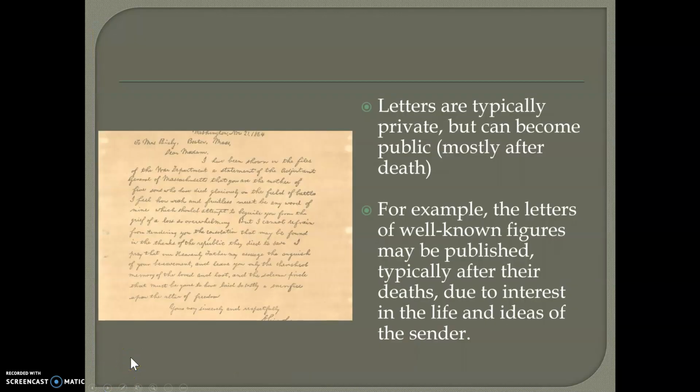Now, letters are typically private, which means they're not meant to be shared with anybody other than the addressee. But they can become public, which typically happens after a person's death. For example, if you look at the picture on the left, this is a letter that was written by Abraham Lincoln to Mrs. somebody or other. Actually, I don't know the person's name. This was a letter to this woman. It was not meant for everybody to read. But since his death, it's been published because for whatever reason, maybe it says something about the time period. Maybe it says something about how this well-known figure, Abraham Lincoln, thought, and for other various reasons.